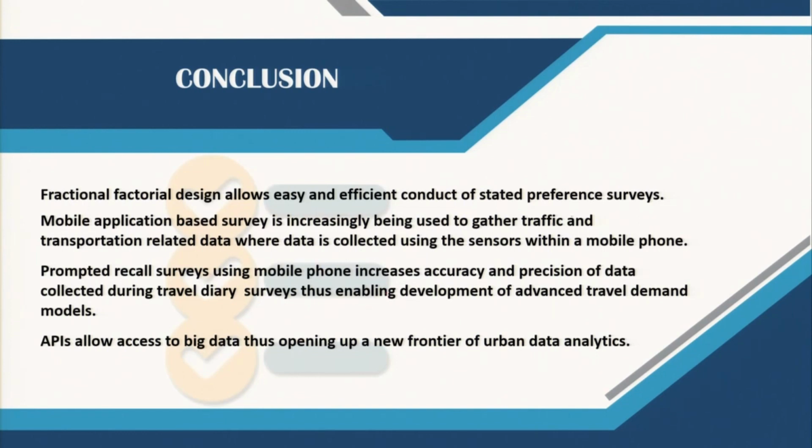To conclude this lecture, fractional factorial design allows easy and efficient conduct of stated preference surveys. Mobile application-based surveys are increasingly being used to gather traffic and transportation-related data, where data is collected using the sensors within a mobile phone. Prompted recall surveys using mobile phones increase accuracy and precision of data collected during travel diary surveys, thus enabling development of advanced travel demand models. And finally, APIs allow access to big data, thus opening up a new frontier of urban data analytics.